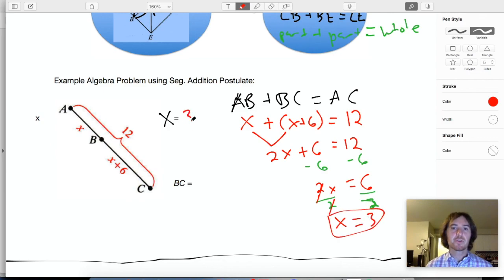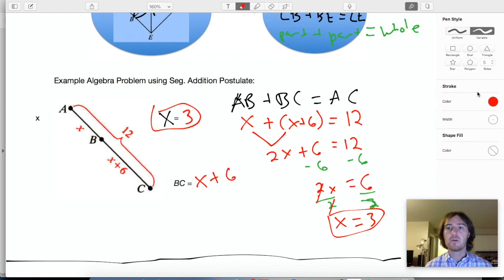So x equals 3. Is that the whole answer, right? So this is a tricky thing in geometry. A lot of people make this mistake. They stop answering the question once they figure out what x equals. Okay, were we just asked what x equals? No, we're also asked what distance BC is. And BC equals x plus 6, okay?